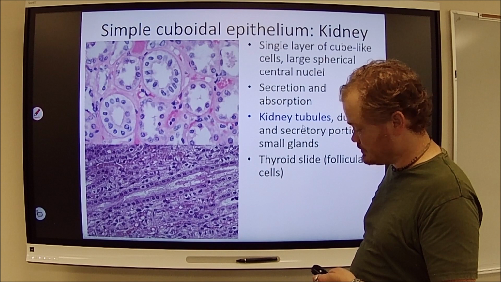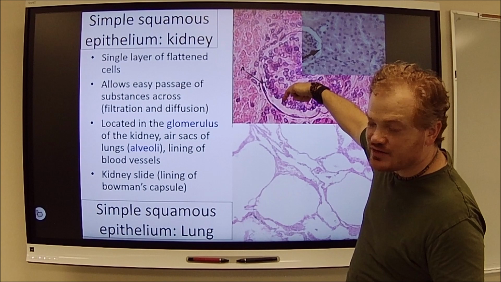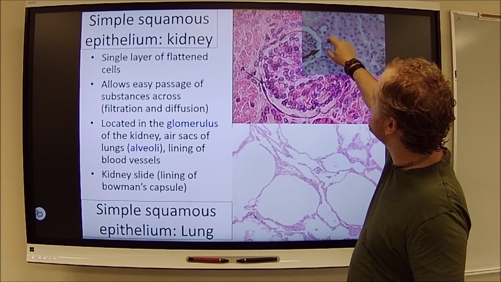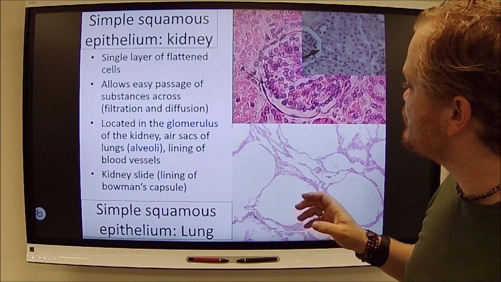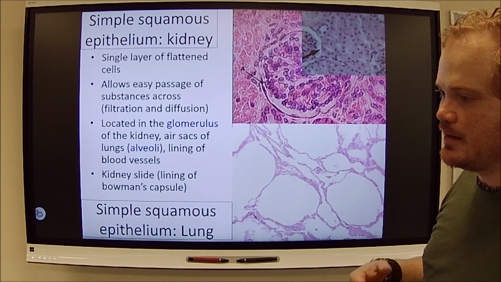There is a lining here. There's a nucleus of the cell and kind of a cell around it. Nucleus, cell around it. They are flat, folks. They are utterly flat. Okay, this is simple squamous epithelium. Again, also found in the lungs, lining the alveoli of the lungs, which are the air sacs.